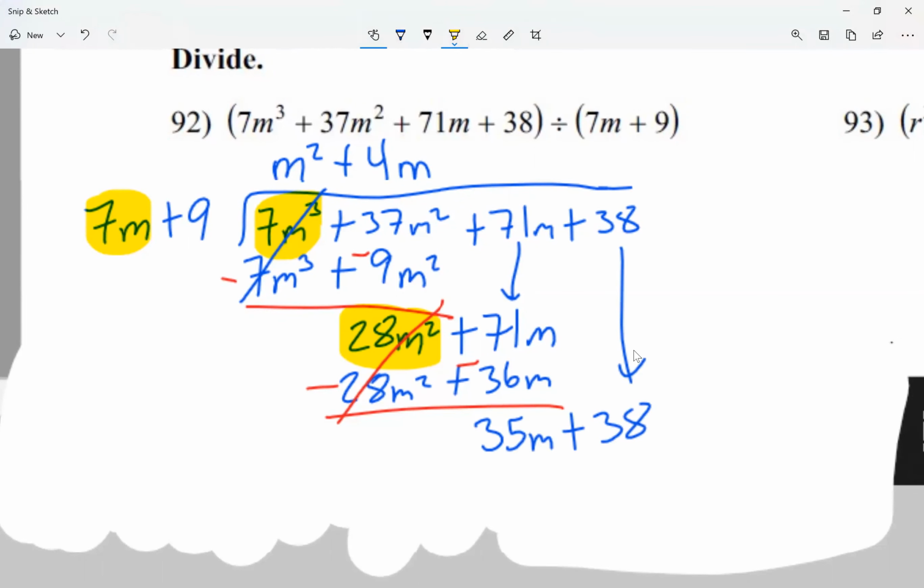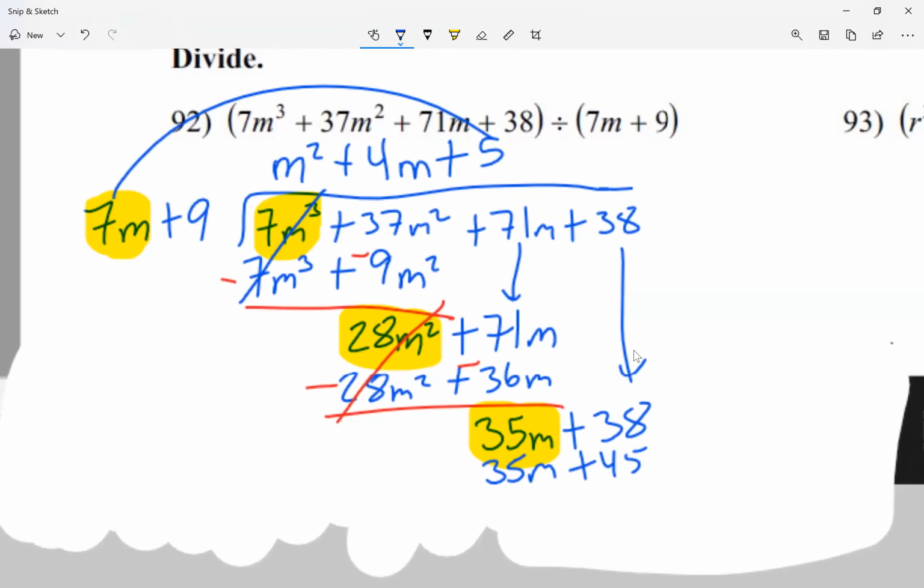Okay, so I see 35m and I have 7m. For 7m to become 35m, I will have to multiply it by 5, right? Because 7m times 5 is 35m. And then 9 times 5 is 45. Notice how I just multiplied it across like this.